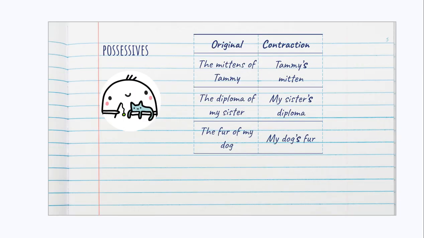The other place where we use the apostrophe is with possessives. So as I said, usually it comes up with an apostrophe S, as in Tammy's mitten, my sister's diploma, my dog's fur. The apostrophe S indicates possession.